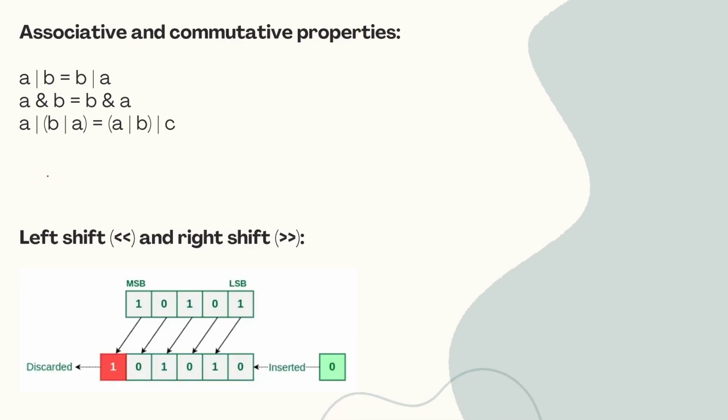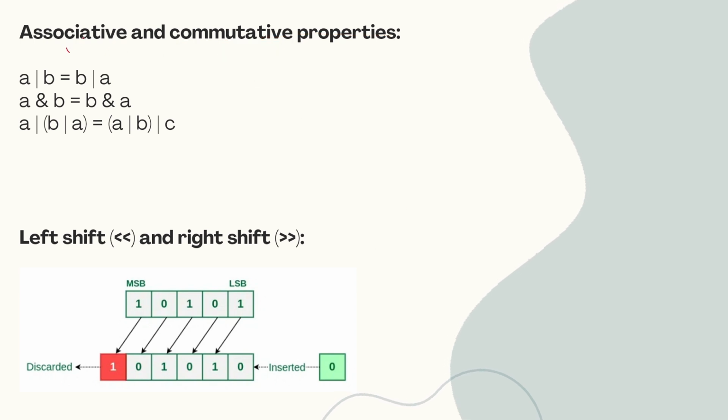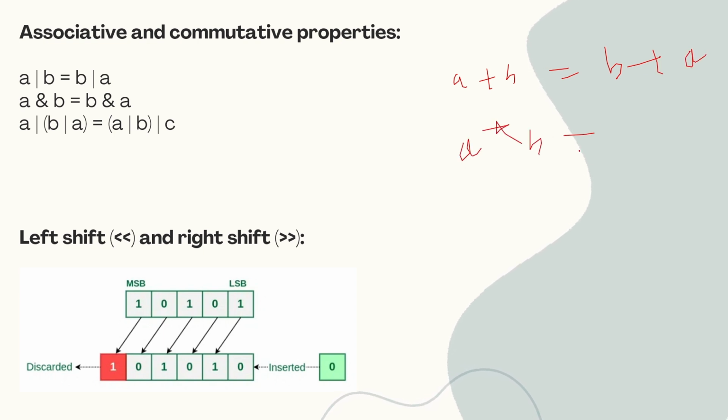Now let's try to learn some simple things finally. In maths you have seen something called associative or commutative properties, right? So here also we are going to check the same thing. A or B is nothing but B or A. You could have seen something like A plus B is nothing but B plus A, or A into B is nothing but B into A, right? You could have seen in your maths. Similarly for these bits, these operators have the same functionality.